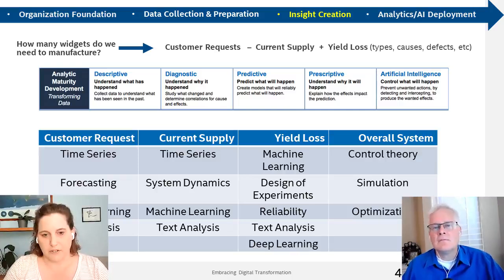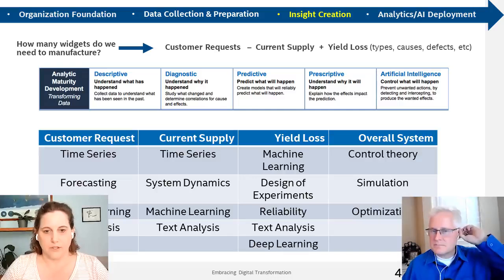Likewise, you could do something very similar with the current supply. Look at how stable the current supply is. How well do you understand the system dynamics? So you might have customer requests, but you might also have a supply going on, and you need to understand how your current supply gets absorbed into the market. So there might be some system dynamics that you need to understand.